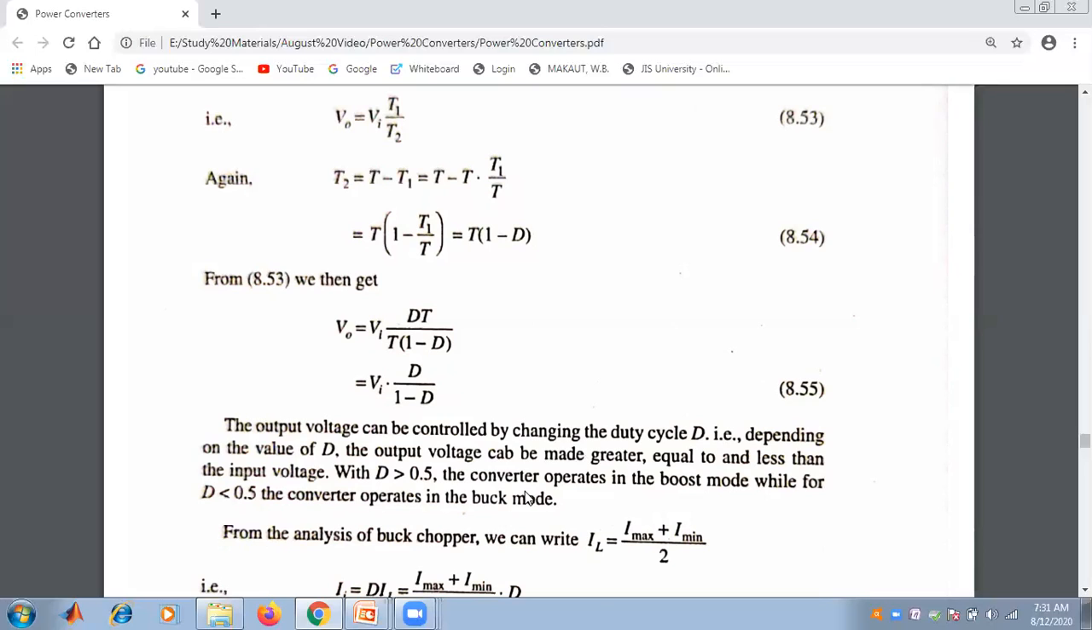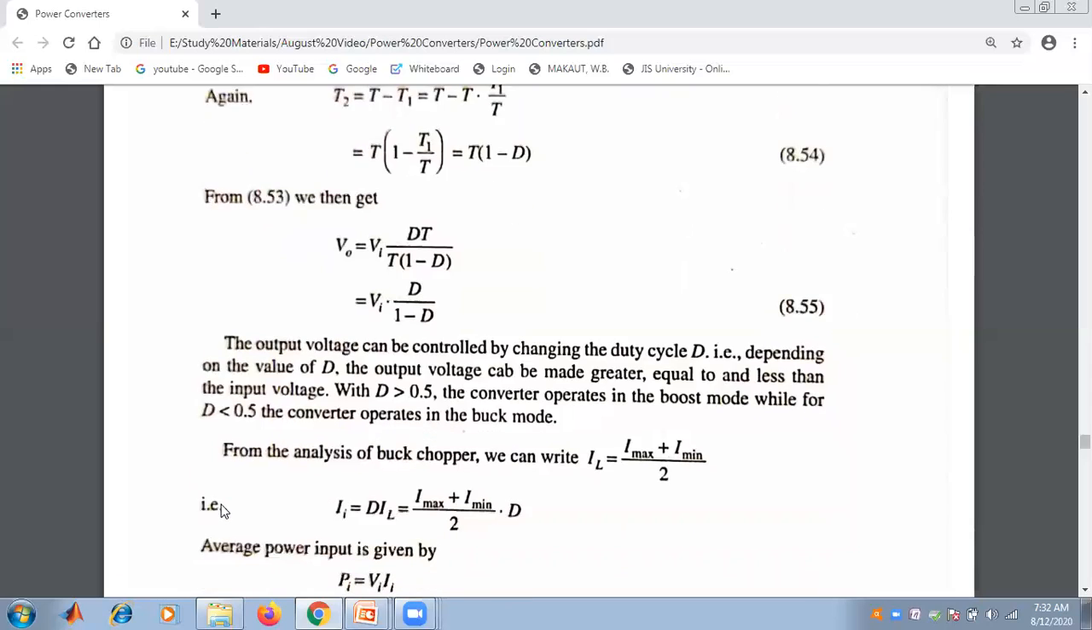This is the general conception of buck boost converter, where the two types of operations can be done. With the duty cycle value greater than 0.5, the converter operates in the boost mode, means the output voltage is greater than the input voltage. But for D less than 0.5, the converter operates in the buck mode, that is step down purpose.